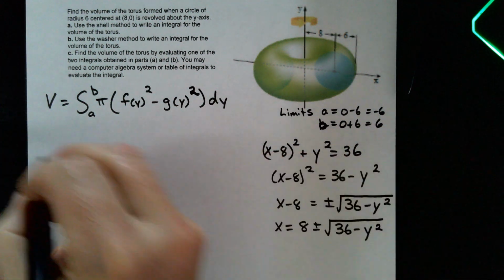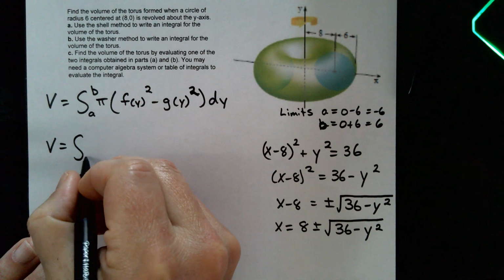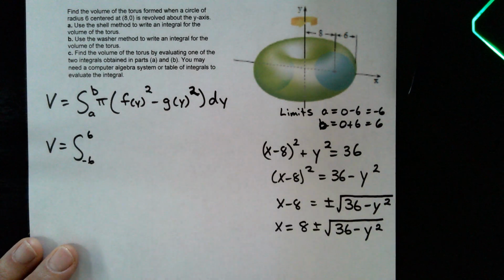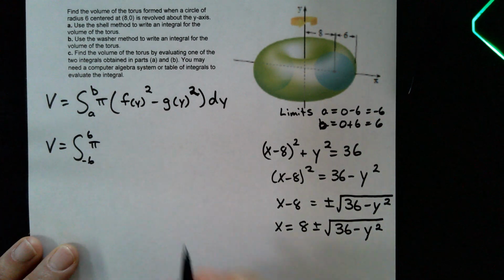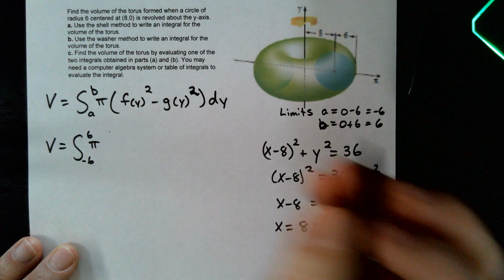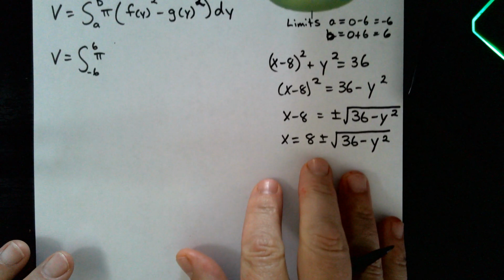Okay, and we have our limits, so now we just plug it in, and you get from negative 6 to 6 of pi. Okay, and remember we're getting squared. I may not have room on this, so let me move down here.